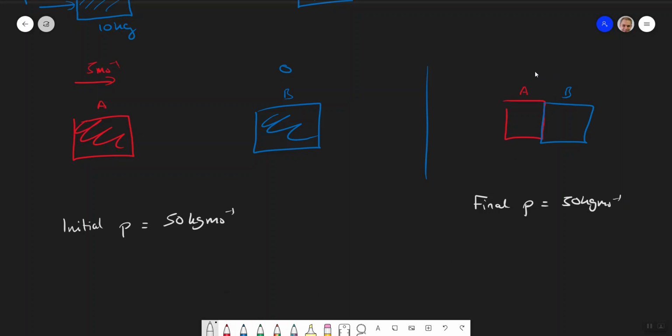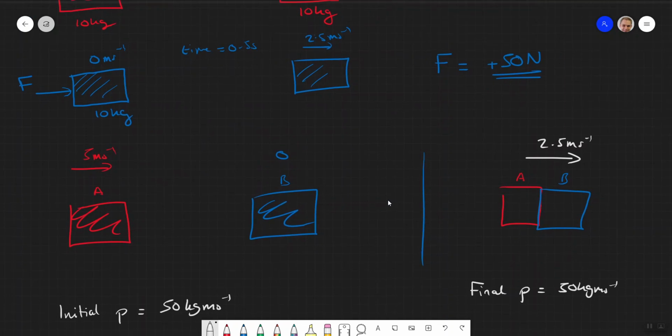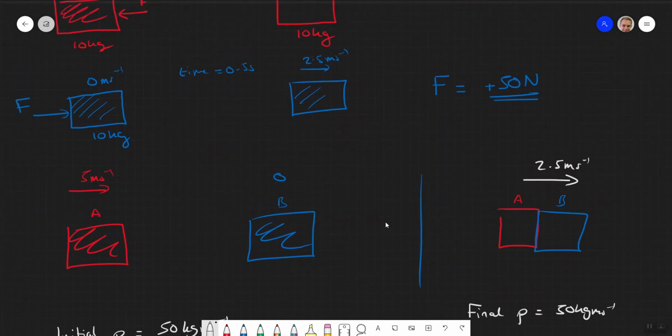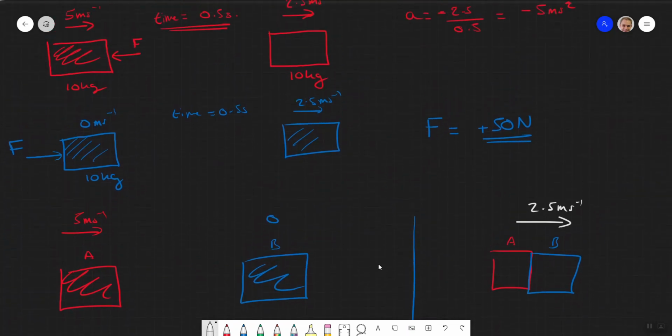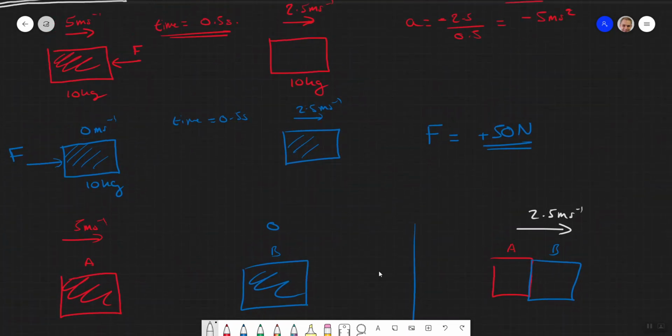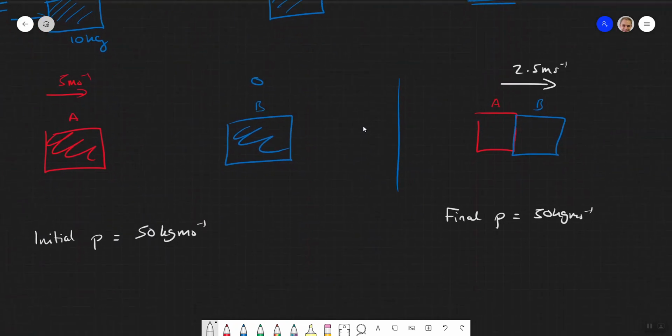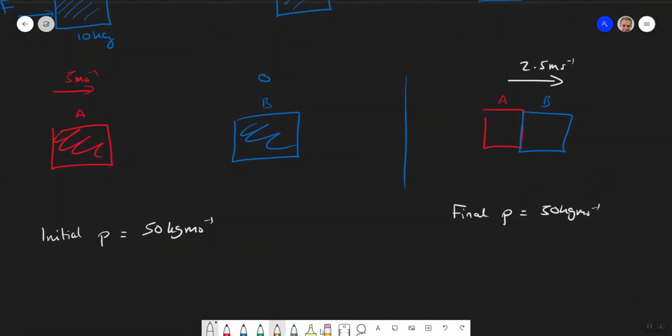And what we find out is that afterwards they must both be traveling that way at 2.5 meters per second. Now, I've achieved the exact same thing. My red block has slowed down by 2.5 meters per second. My blue block has sped up by 2.5 meters per second. How? Well, we've applied a force to them.